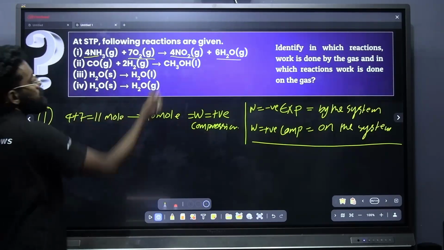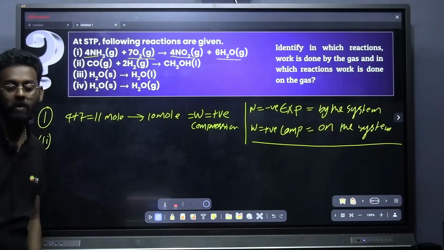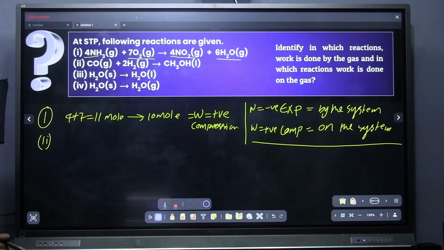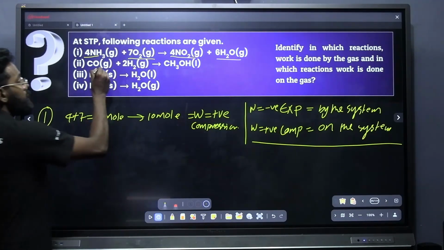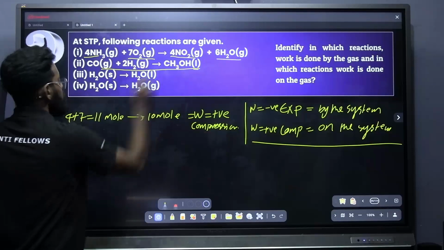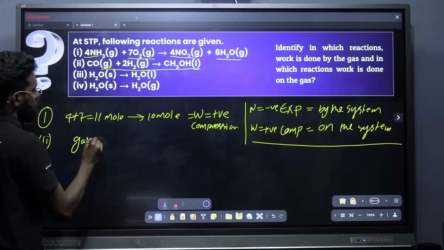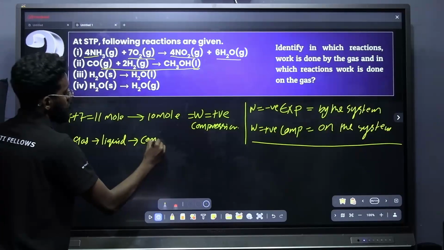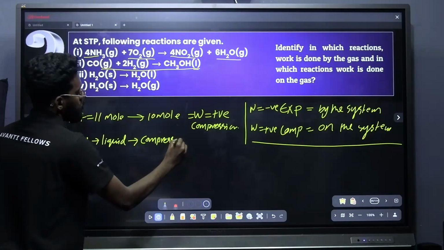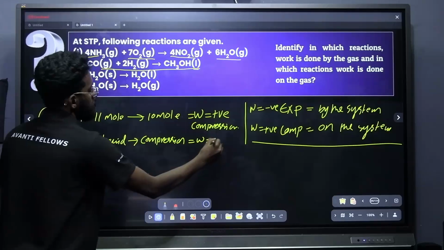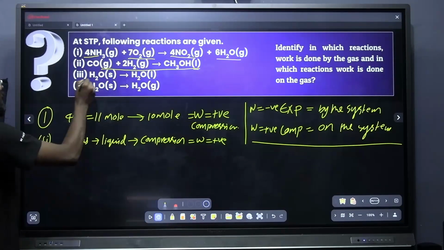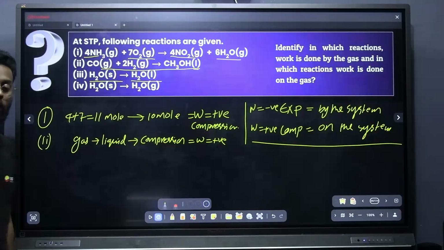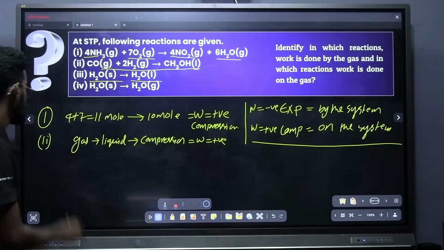CO plus 2H2 gives CH3OH. Compression or expansion? Tell me. Compression. Yes, it is compression. Why? Here the gas is converting into liquid. So it is compression. So work done is positive. Now the third one, H2O solid is converting into H2O liquid. Compression or expansion? Tell me, guys.